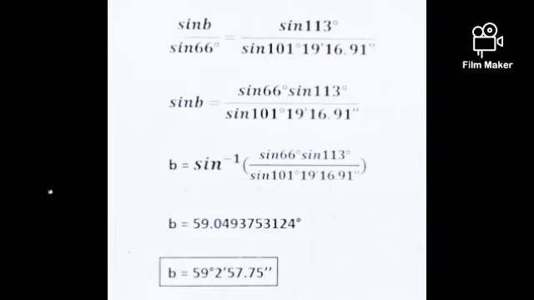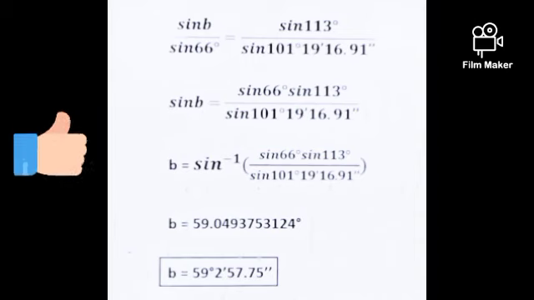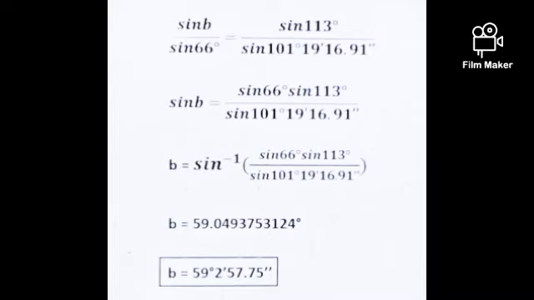And using your calculator, you should get 59.0493753124 degrees. And press the key in your calculator for degrees, minutes, and seconds. And the side small b in degrees, minutes, and seconds, you should get 59 degrees, 2 minutes, and 57.75 seconds.